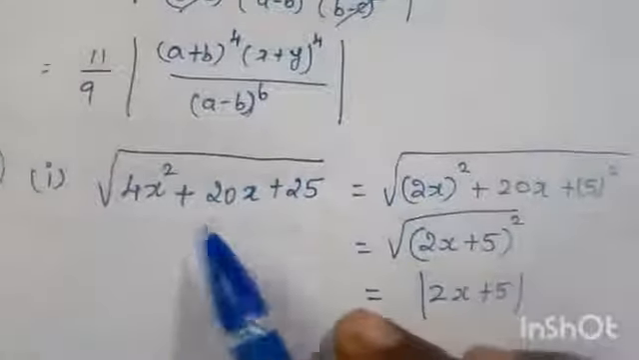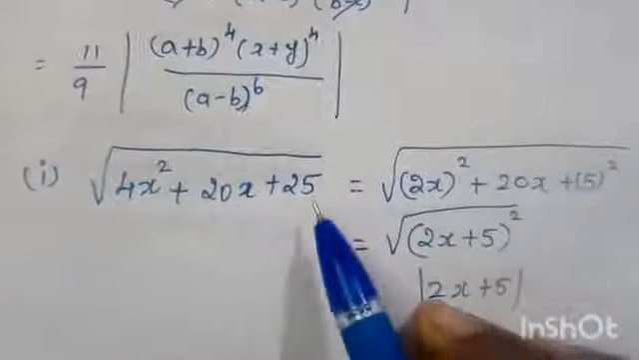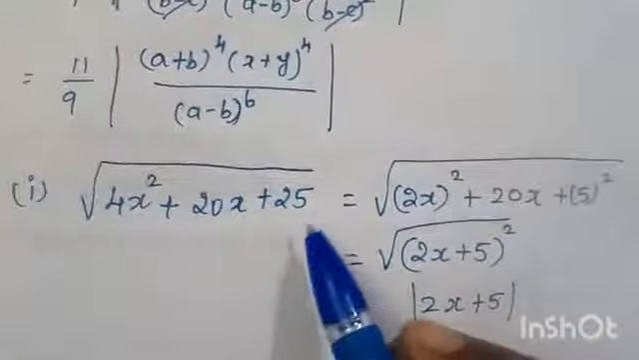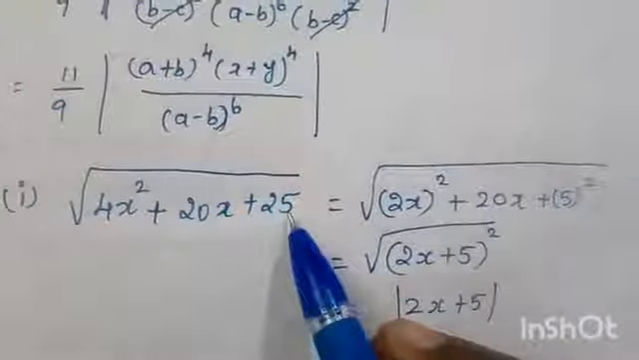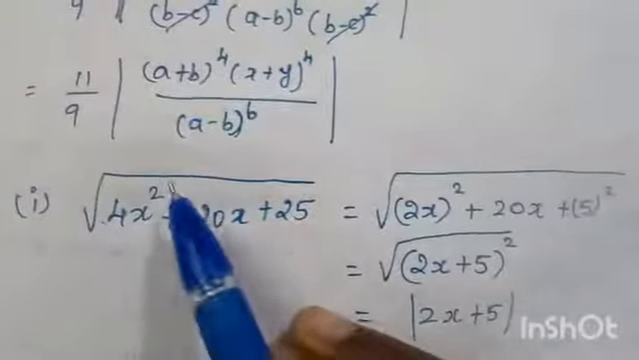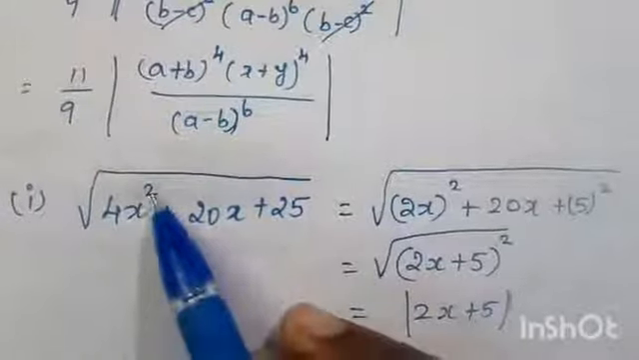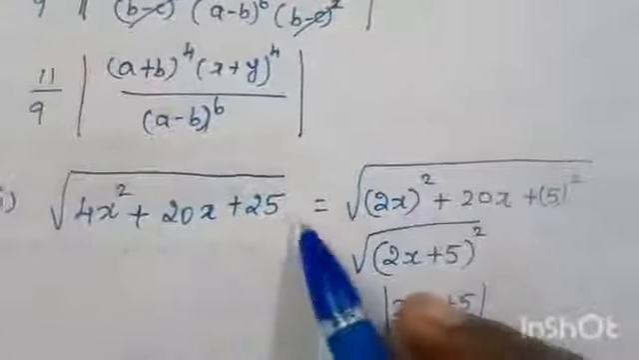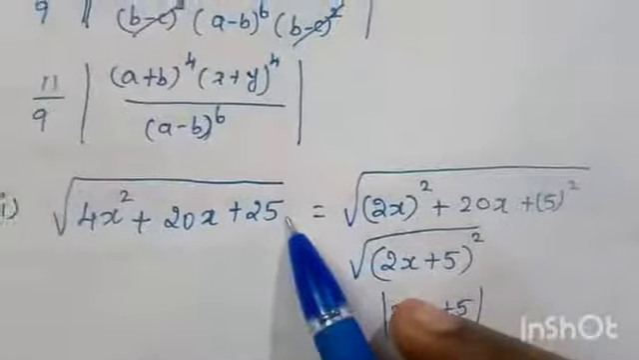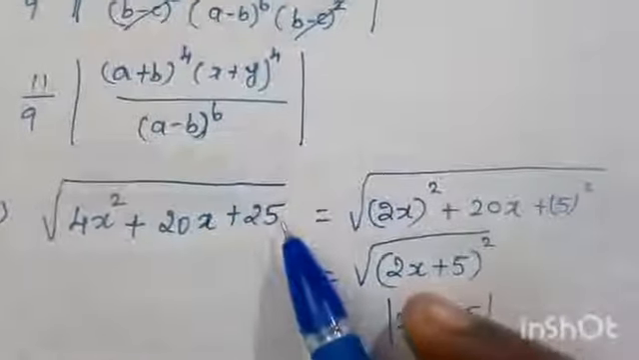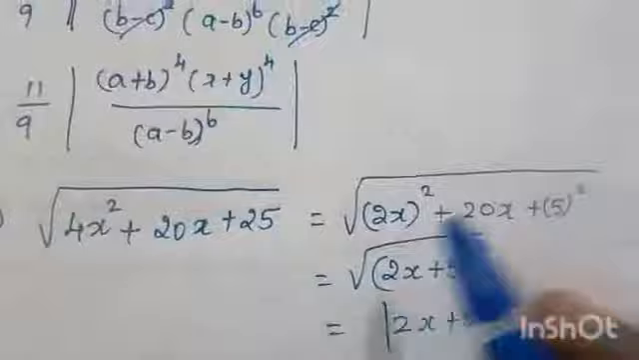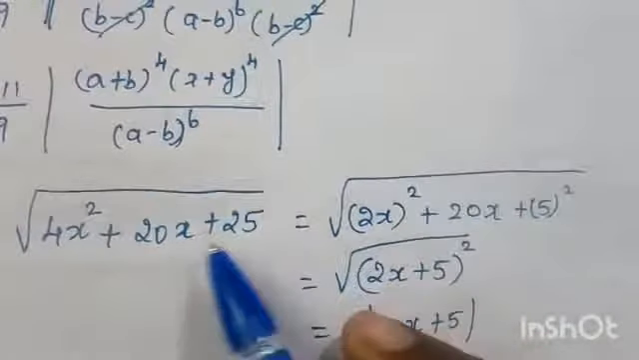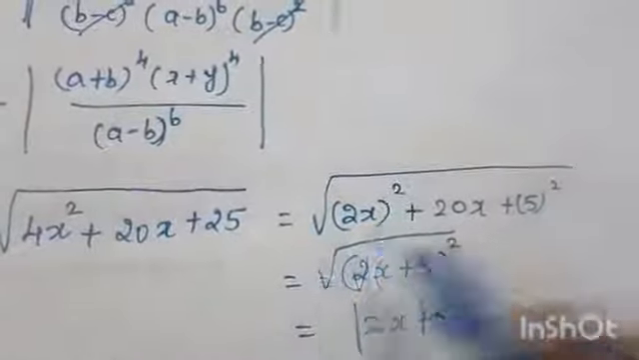Second, first problem: square root of 4x² + 20x + 25. The first term is a square number, and the last term is also a square number. So it is written as (2x)² and as 5². Using the first term and last term, we easily identify which identity it is related to. Here it is written as (2x)², and this is 5².